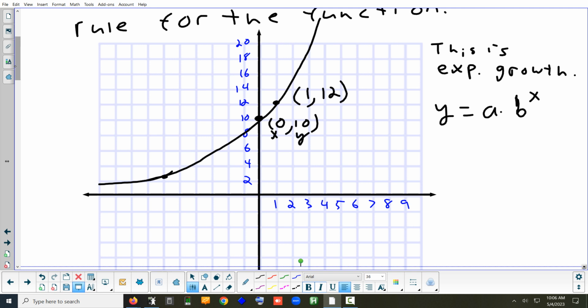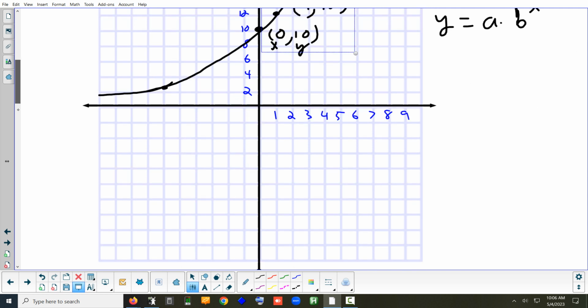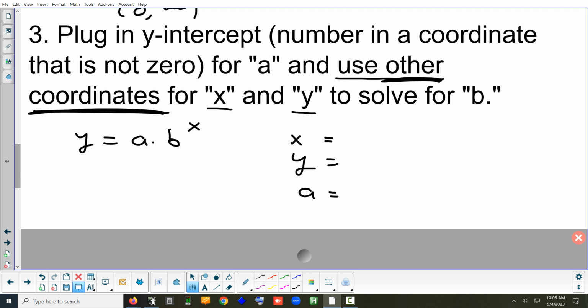What's the other coordinate there that doesn't have a 0? 1, 12. And the 1 is which value, X or Y? Yep, 1 is the X. And then 12 is the Y. That's the X and the Y I need to use. 1 is X. 12 is Y. All right. So we got those two.